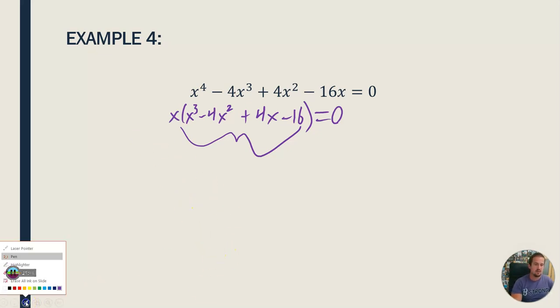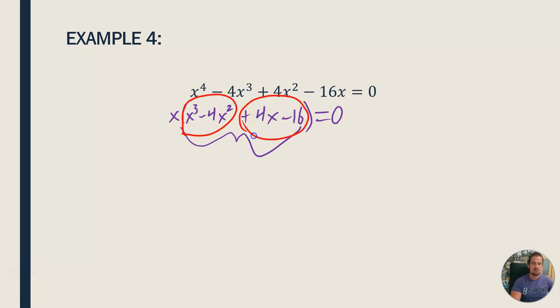Now, let's put our energy into factoring this cubic polynomial right here by grouping. I'm going to take these first 2 terms as the first group, these second 2 terms as the second group. What's the greatest common factor between x cubed and negative 4x squared? Well, I can take an x squared out of both of those, leaving me with x minus 4. What's the greatest common factor between 4x and negative 16? Well, I can divide both of those by 4, leaving me with x minus 4.